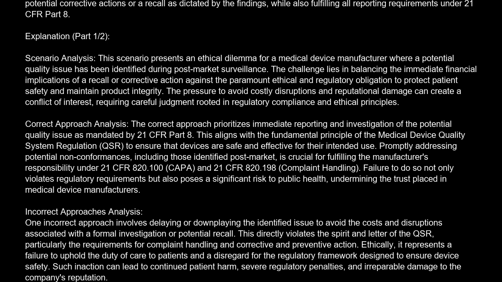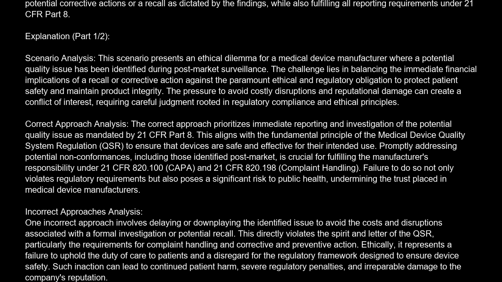Incorrect approaches analysis. One incorrect approach involves delaying or downplaying the identified issue to avoid the costs and disruptions associated with a formal investigation or potential recall. This directly violates the spirit and letter of the QSR, particularly the requirements for complaint handling and corrective and preventive action. Ethically, it represents a failure to uphold the duty of care to patients and a disregard for the regulatory framework designed to ensure device safety. Such an action can lead to continued patient harm, severe regulatory penalties, and irreparable damage to the company's reputation.